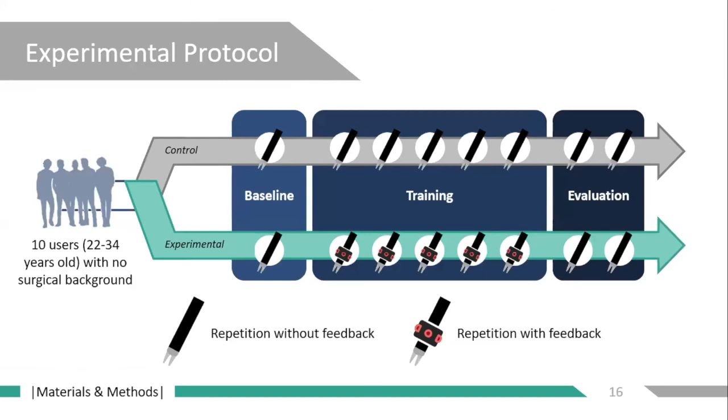So this is a scheme of the experimental protocol of our user study, and 10 users participated and were divided in two groups that underwent different training pathways. The control group trained with no feedback, so doing only repetition of this simulator. And the experimental group did 5 repetitions with training. And in the end, both groups performed 2 evaluative repetitions with no feedback, so that we could compare the outcomes of training.